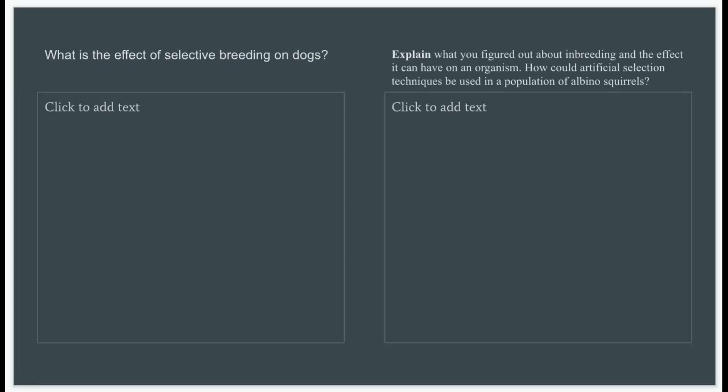How could artificial selection techniques be used in a population of albino squirrels? Well, if you wanted to line breed a whole bunch of albino squirrels and get a purebred line of albinos, grab some albino squirrels and breed them together, and they are going to have albino babies. And if you breed those babies to other albino squirrels, they're going to have albino squirrels. After a while, you can perpetuate albinism and cause it to become more common in those albino squirrels.